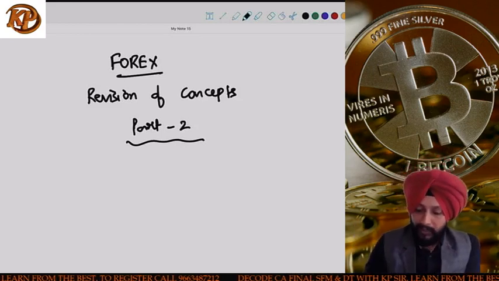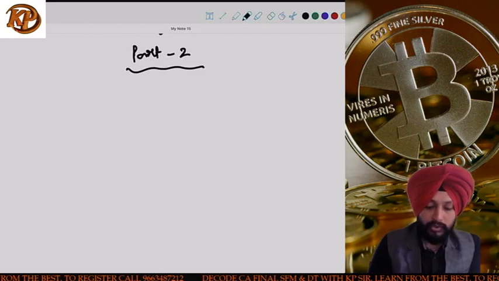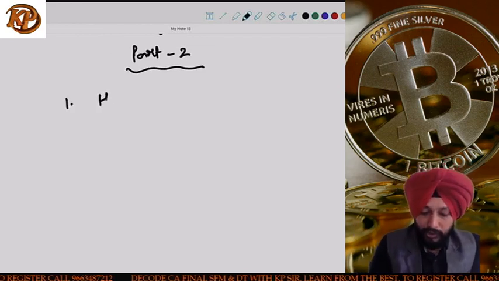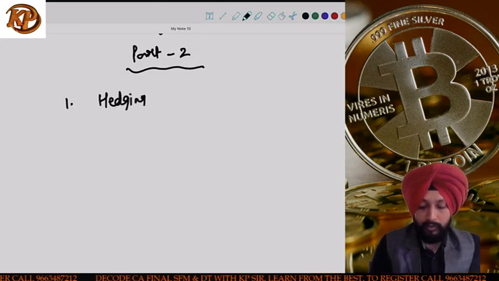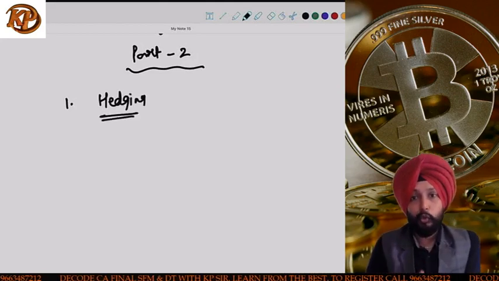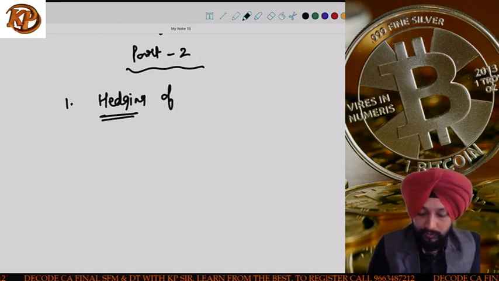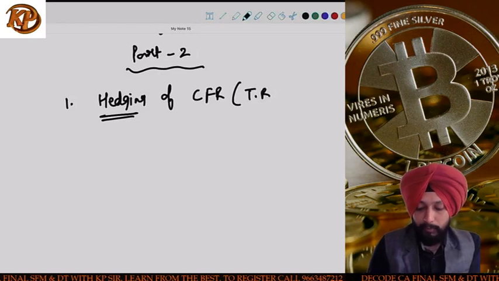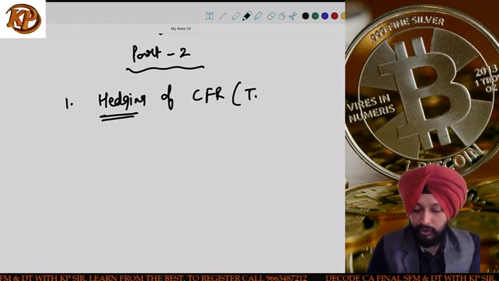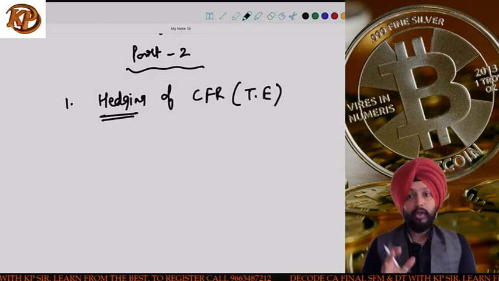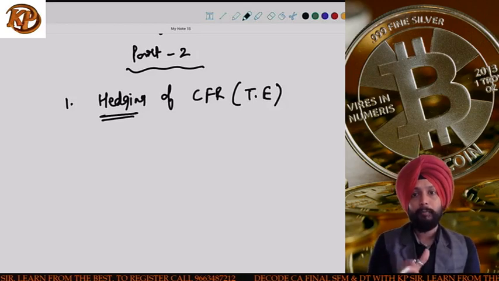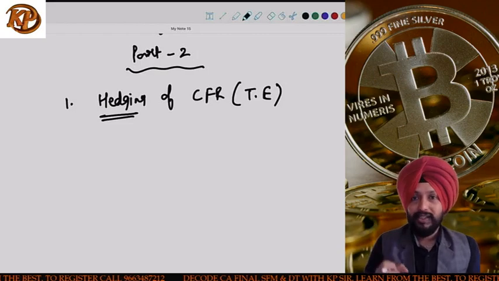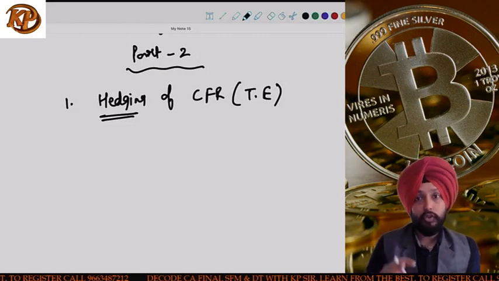Now coming to the main part of our discussion, which is covered in both the Forex and derivatives chapter, is to talk about hedging. Right now we are interested in knowing how to do hedging of currency fluctuation risk. And when I say currency fluctuation risk, we are mainly talking about the transaction exposure. If you remember, in my last class I told you it is the transaction exposure which deals with 99% of the sums in your curriculum.